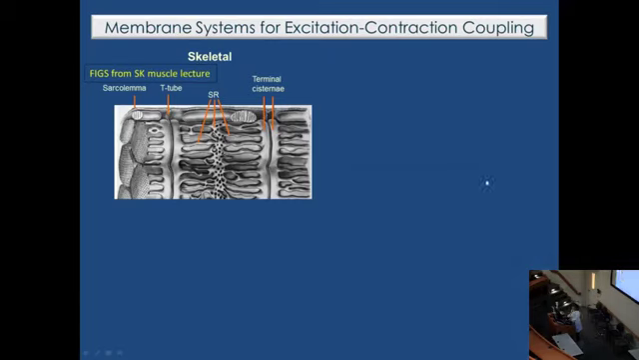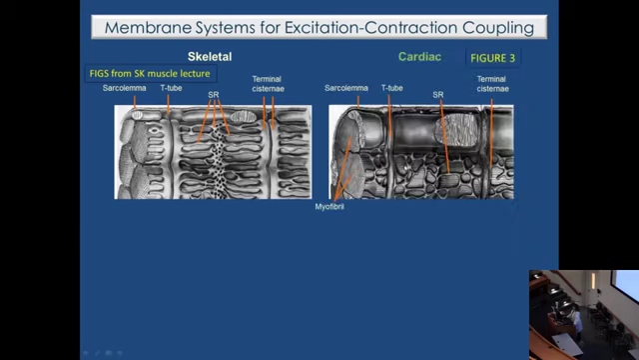So also we talked, as you remember, that in a skeletal muscle there are some specialized membrane systems that will participate in the excitation contraction coupling. You are familiar with this cartoon that I also presented during our skeletal muscle lecture. And then this is the similar cartoon for cardiac. So as you can recognize, there are high similarities between these two.